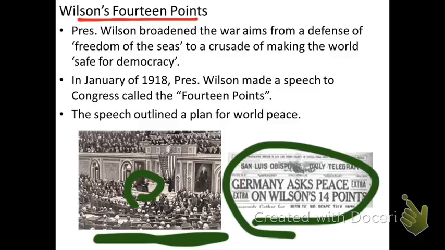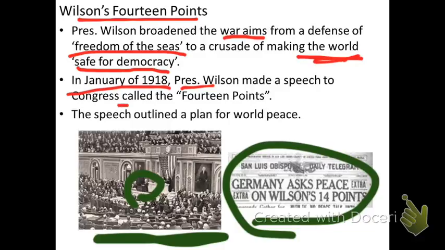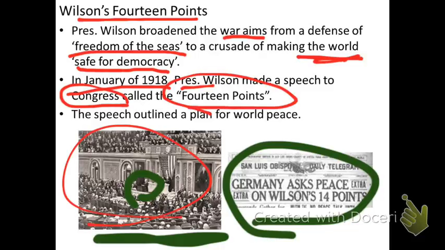The 14 points. Wilson broadened the war aims, which originally had been the defense of the freedom of the seas. He broadens that program from that one element to making the world safe for democracy. Okay, going to make the world safe for democracy. So in January of 1918, President Wilson makes a speech before Congress, which is this speech right down here. And the speech is entitled The 14 Points. And these 14 points are the points that Wilson would like to see adopted by the world, which he thought would bring about everlasting world peace.